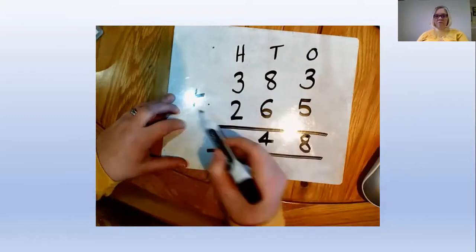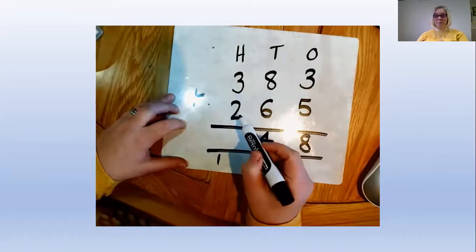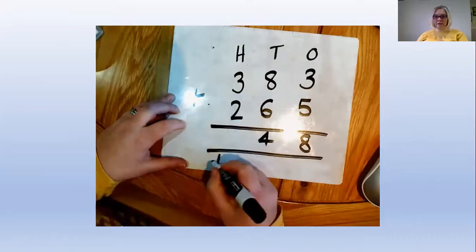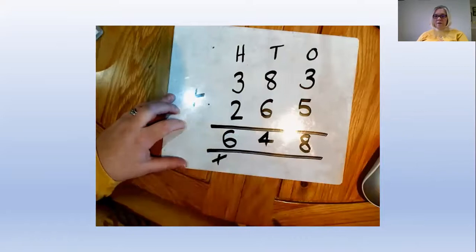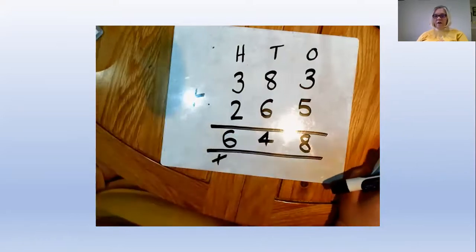I now do my hundreds column and I add 3 plus 2, but I need to remember that extra 100. So my answer is 648. Did you all agree with that, year 3? Okay, maybe you set it out yourself first.